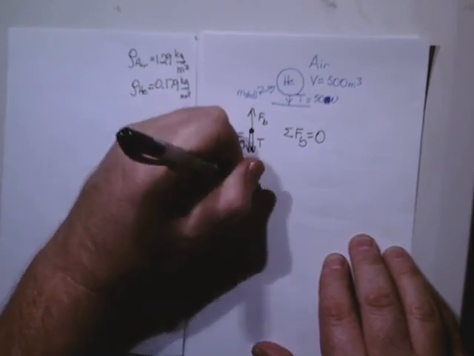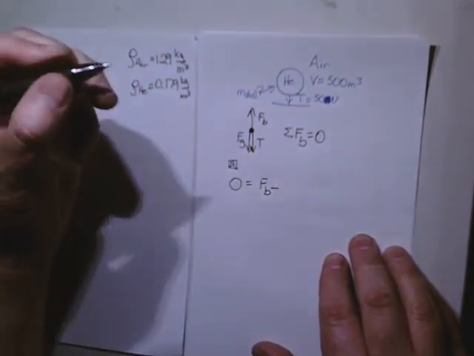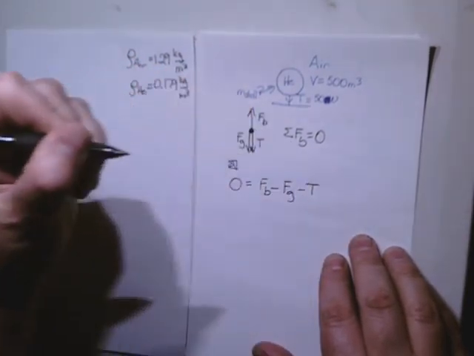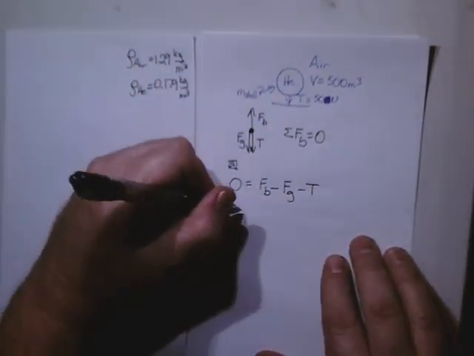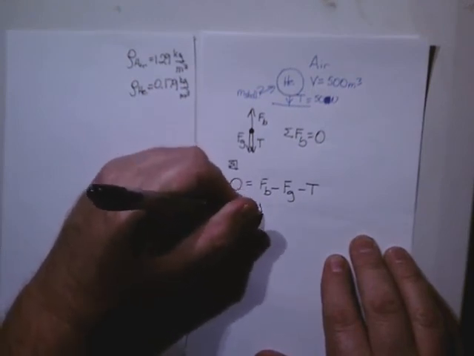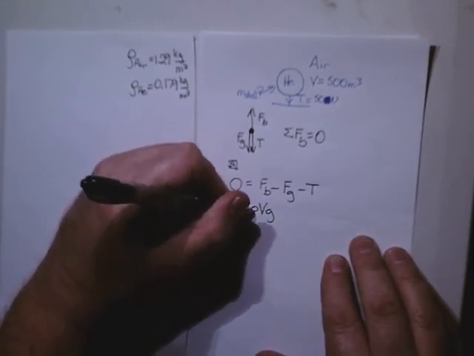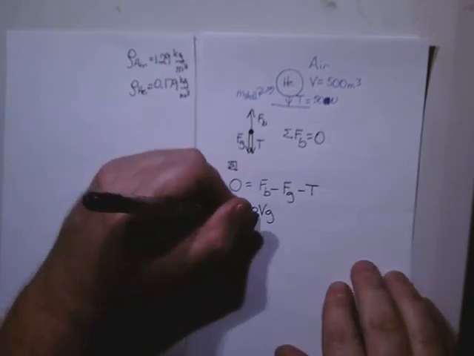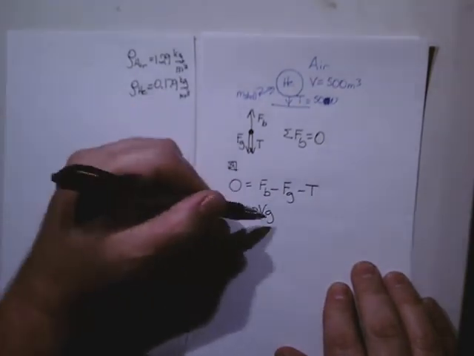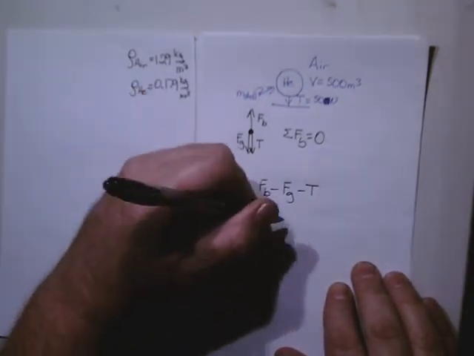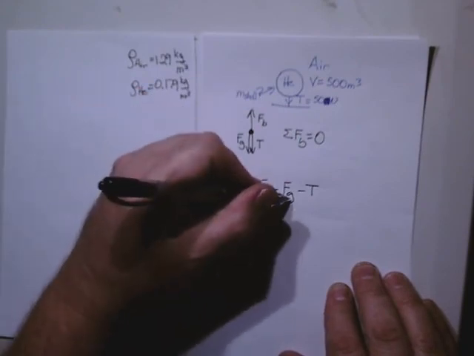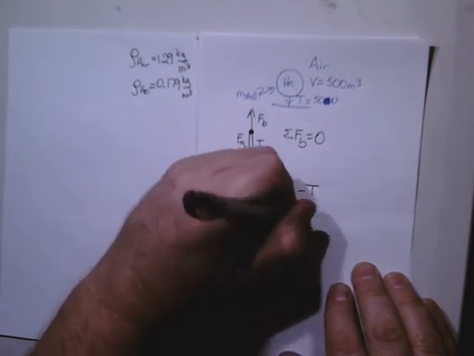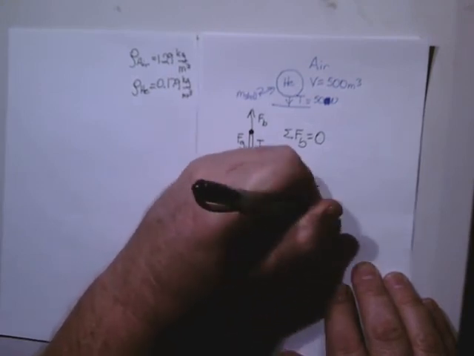Well, 0 equals buoyant force minus the force of gravity minus tension is equal to 0. The buoyant force is rho Vg. That rho there is the density of the fluid being displaced, so it has to be air. The volume is of the balloon, gravity is gravity. The force of gravity is the mass of helium plus the mass of the shell times gravity.